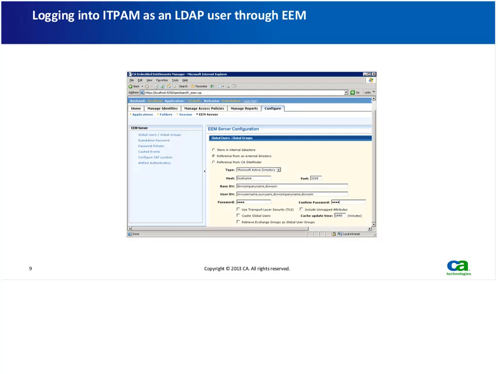You switch it from an internal store to reference an external store, and then you would plug in your EEM information. And what you can't see in that screenshot, if you scroll down a little bit more, you hit OK, and it does the bind to your Active Directory successfully. And then if you go back to Manage Identities, you will see all of your LDAP users. Now that technical document walks completely through it.